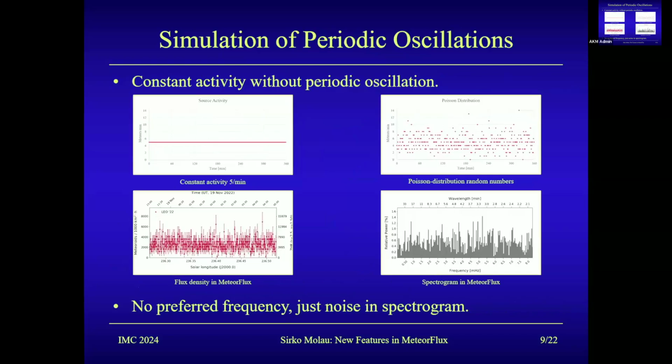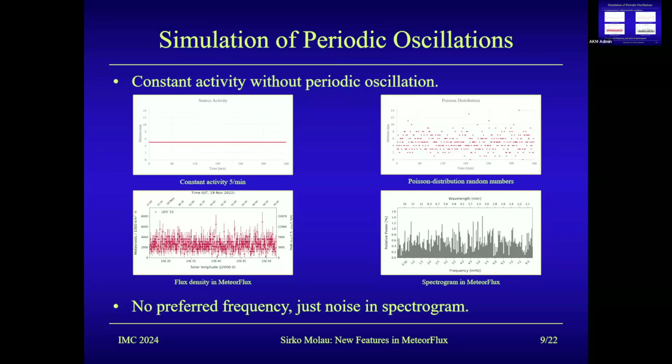This is how it will look like. I start with a constant signal. You see no periodic signal, just a constant signal. This is now my simulation. So I generated, based on this constant signal, some Poisson distributed numbers. These are like my meteor counts.